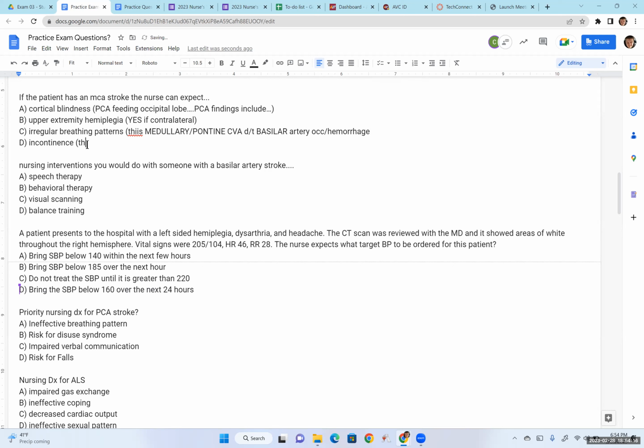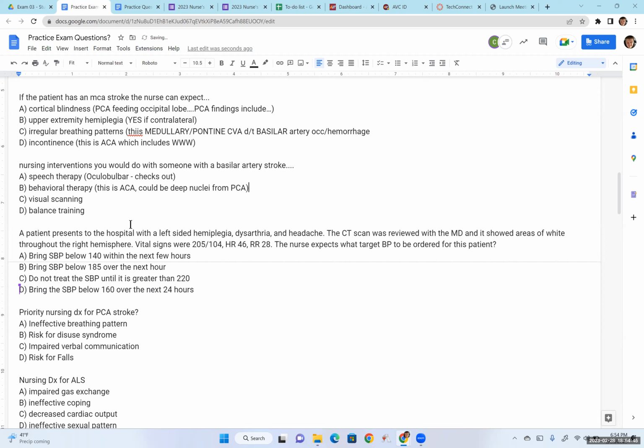Incontinence. This is ACA, which includes, right? Nurse interventions you would do for basilar artery stroke. Speech therapy, you could, right? This is the ocular bulbar. Checks out, right? Behavioral therapy. This is ACA, right? It could be PCA if it's affecting a deep nuclei. You could argue that.